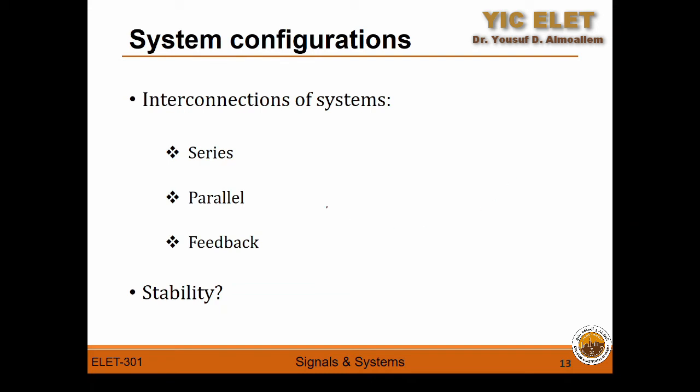Again, if we're talking about systems, we could have system A and we could have system B, and we connect them together either in series, parallel, or feedback. This will be discussed later in this course. And whenever we're talking about a system, we also have to think about the stability of that system.